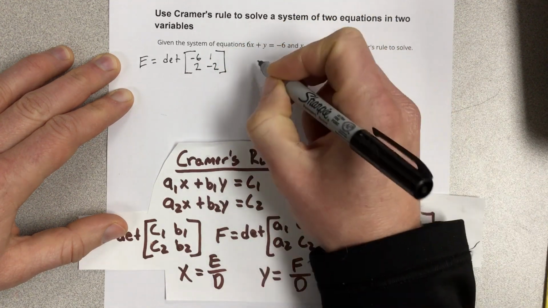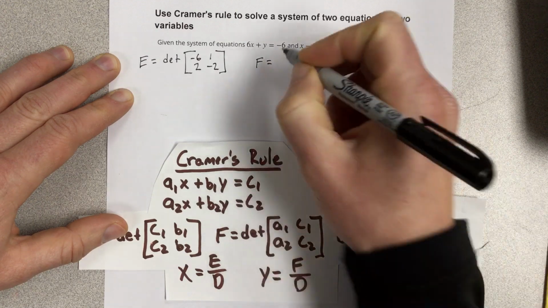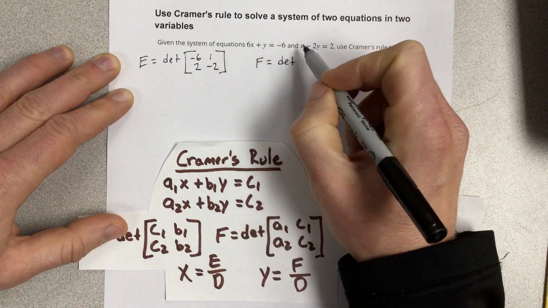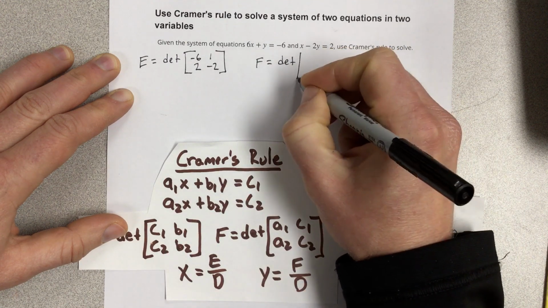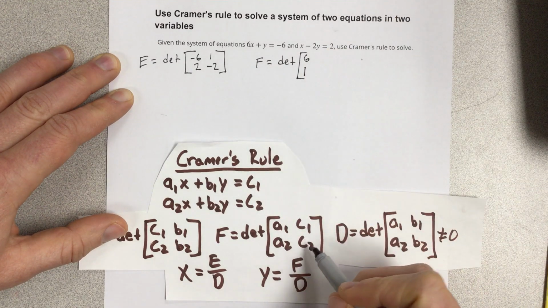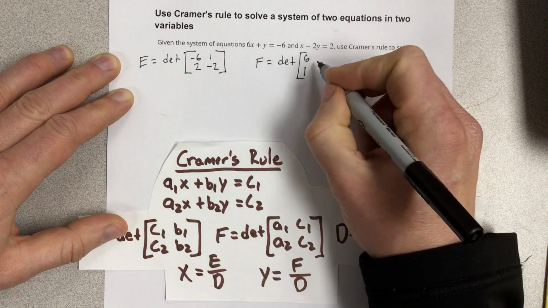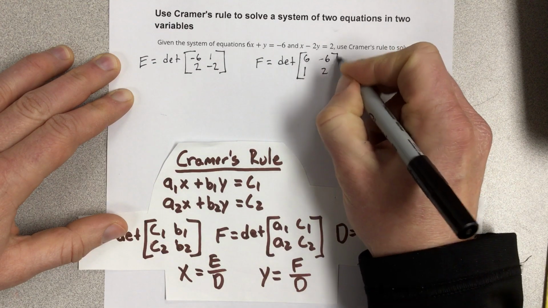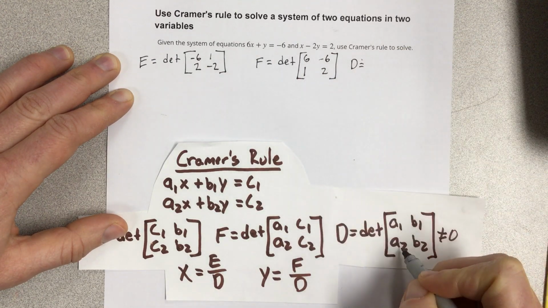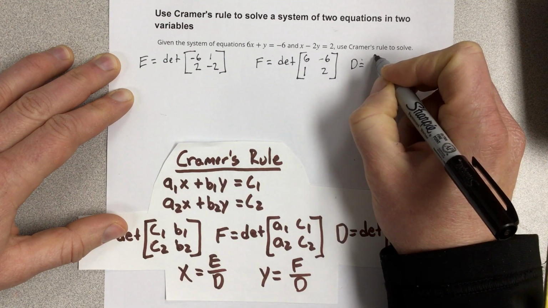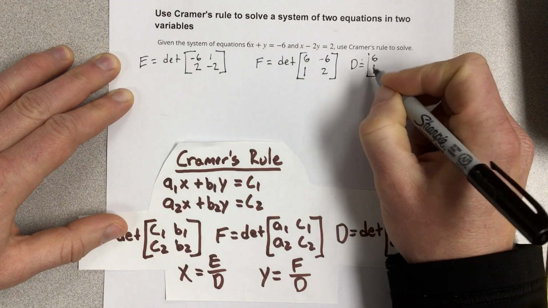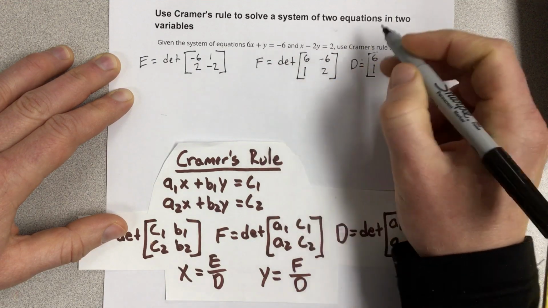And then F is going to be the determinant of A1, A2, so it'd be 6 and 1. And then C1, C2, which would be -6 and 2. And then D is going to be A1, A2, B1, B2, so that'd be 6 from here, 1, and then 1 and -2.